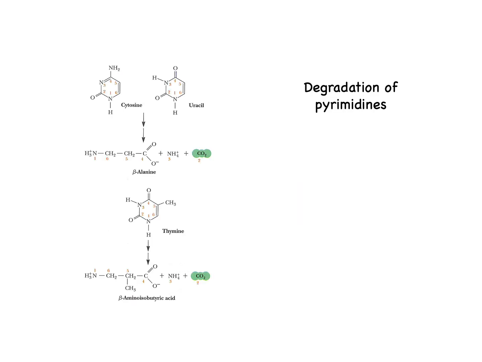Now, degradation of pyrimidines is fairly straightforward. Both cytosine and uracil are converted into alanine plus some ammonia and carbon dioxide. Thymidine is a little trickier because it has that extra carbon, so it is converted into aminoisobutyric acid, which is just alanine with a methyl group on it.